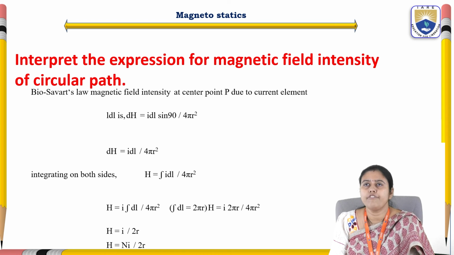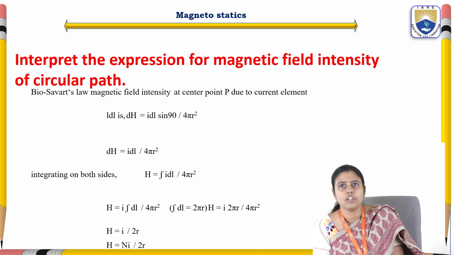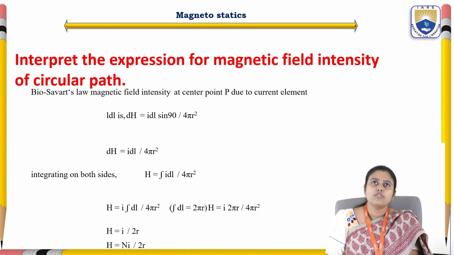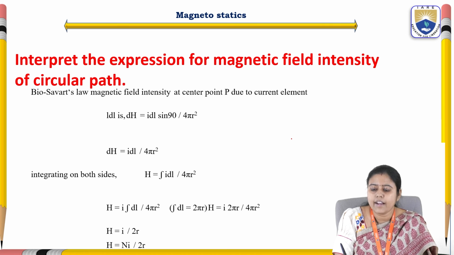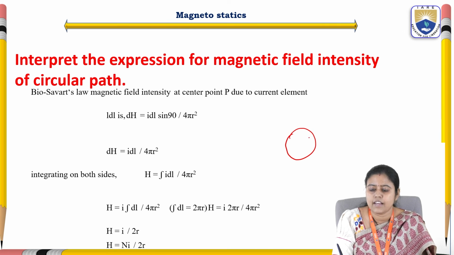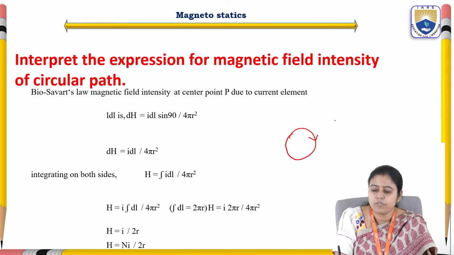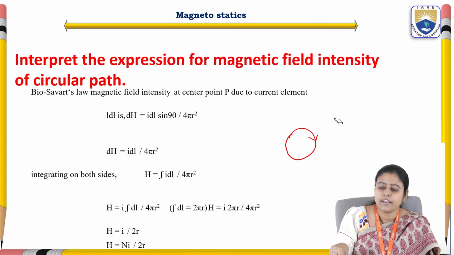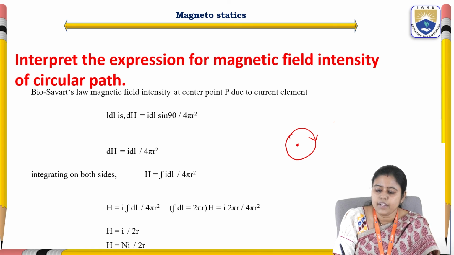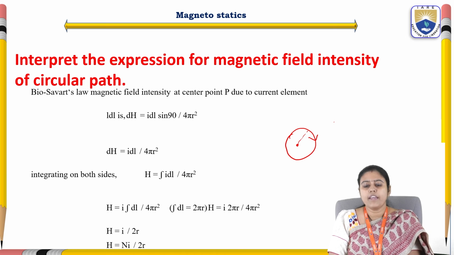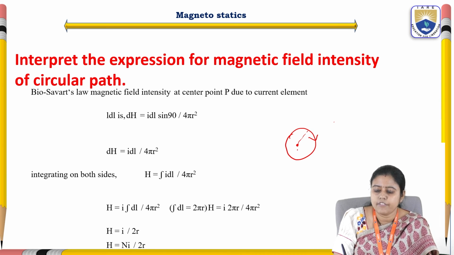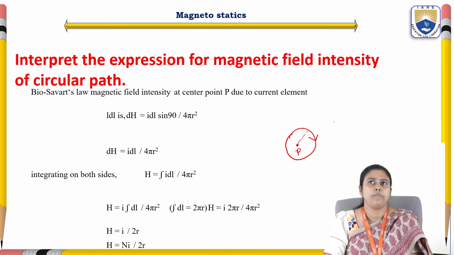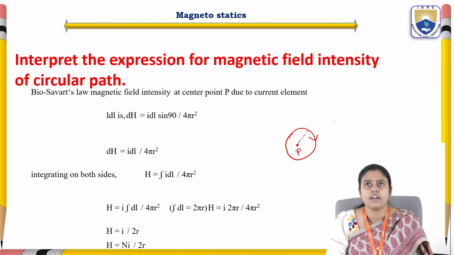Interpret the expression for magnetic field intensity on the circular path. So we have to calculate the magnetic field intensity when the current carrying path is circular. We have to calculate the intensity at any point near the center of the circle. From the Biot-Savart law, we have to calculate the field intensity at the center P of the current carrying conductor.